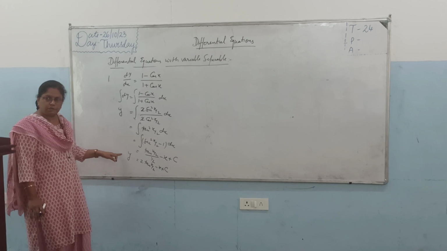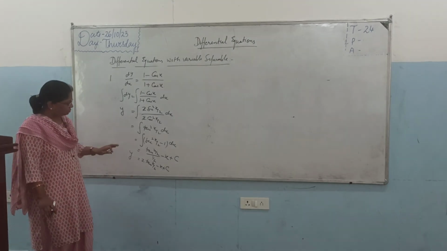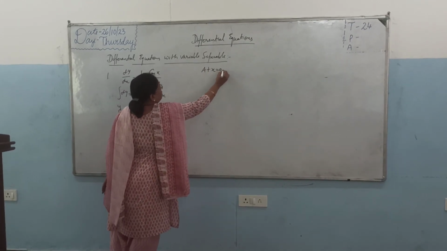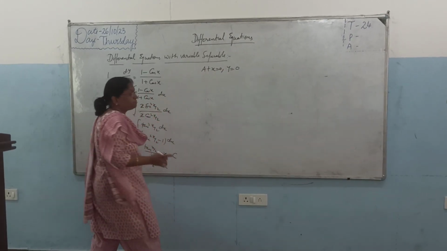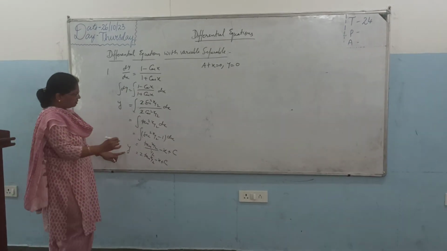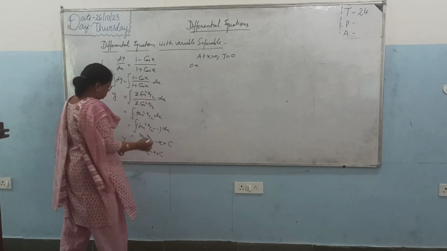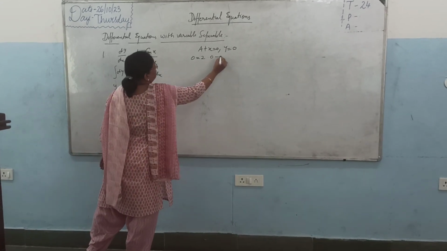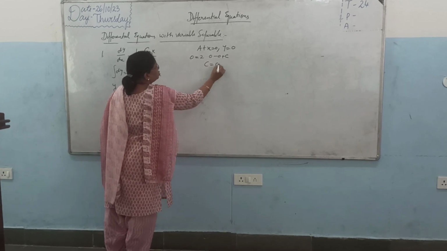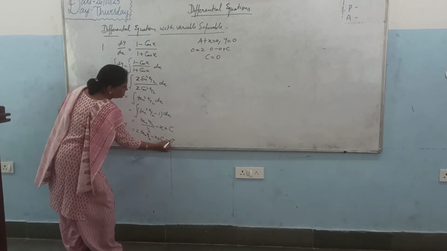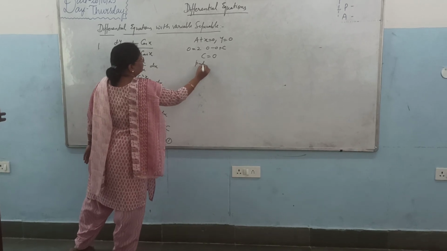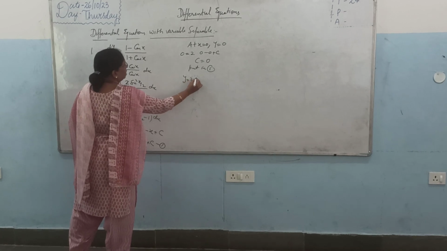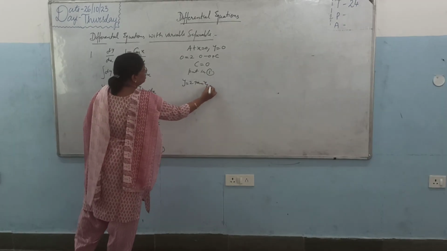So let's try for the particular solution. Now suppose the condition is given at x is equal to 0, y is also 0. Suppose this condition is given. So put it here, y is 0, 2 tan 0 is also 0, minus 0 plus c. So from here c is also 0. Now you can substitute c in equation number 1. So the particular solution will be y is equal to 2 tan x by 2 minus x.